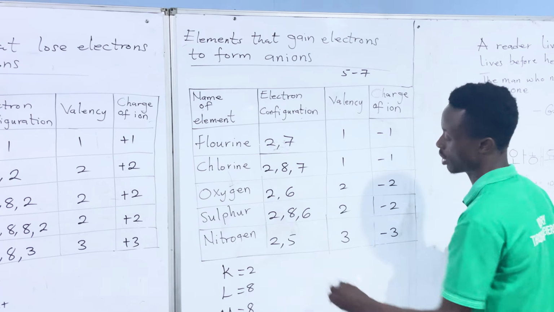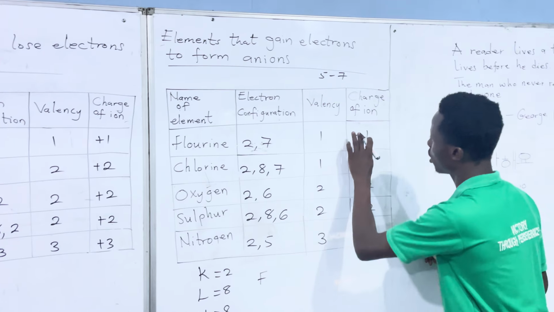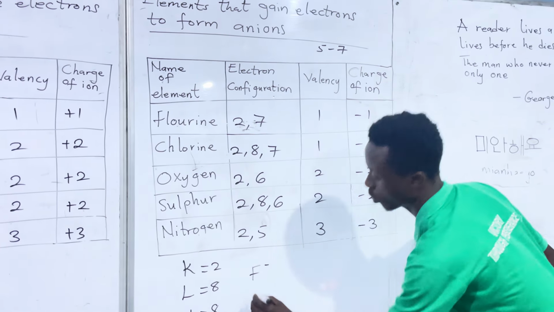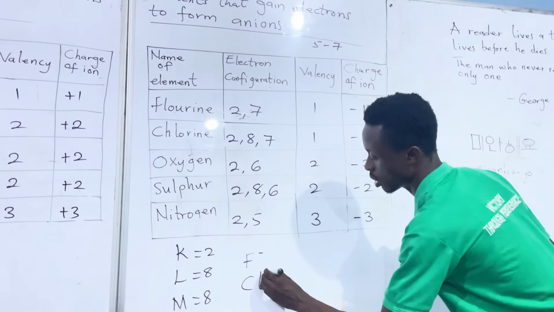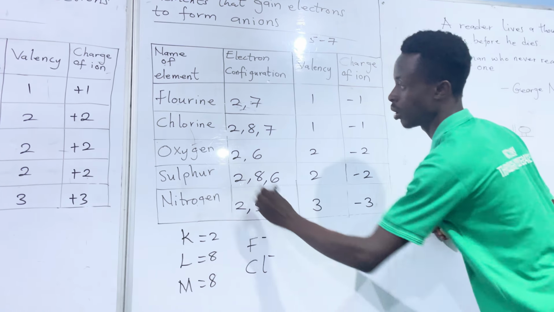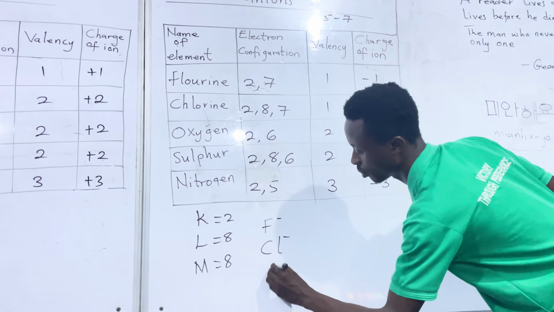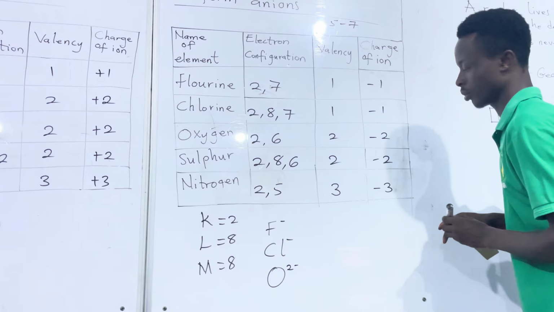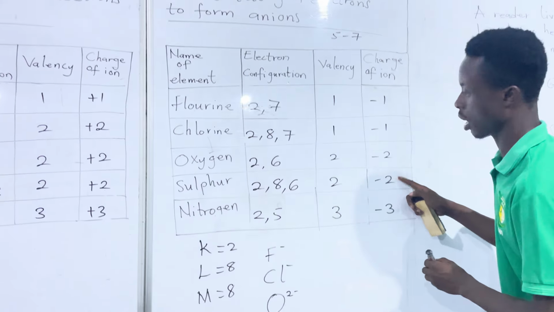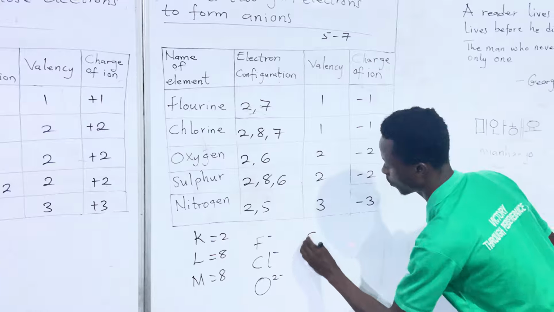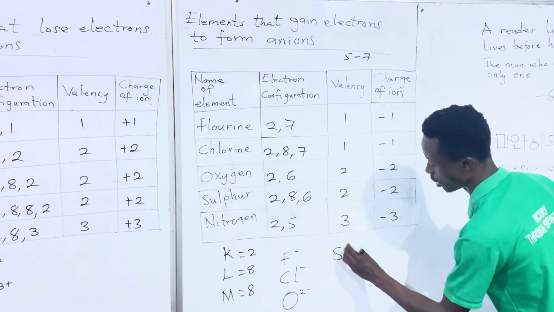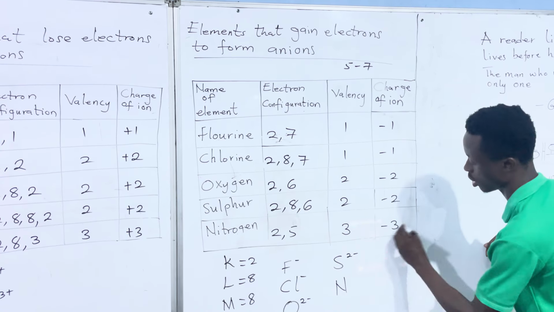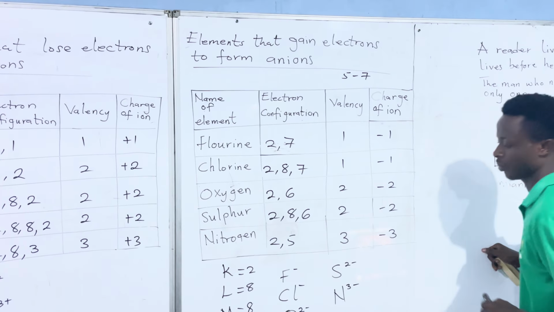So this is how we represent them. Fluorine is -1, and then chlorine is also -1. We also have oxygen, which is -2, and then sulfur, which is also -2, and then we have nitrogen, which is -3.